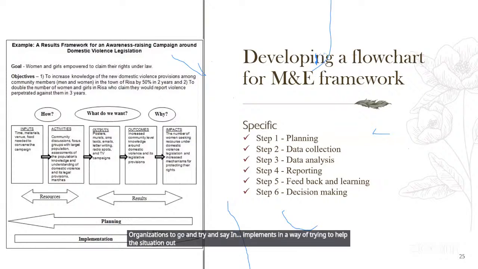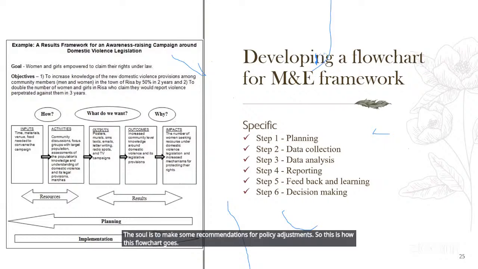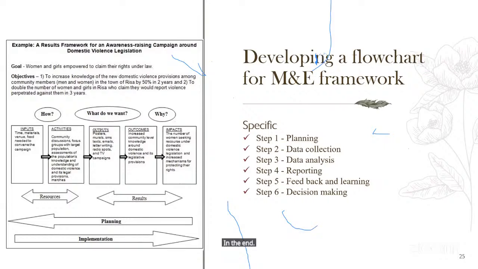So in the feedback and learning, we should have this stakeholder feedback and engagement, and lessons learned and the best practices are actually identified, so as to make some recommendations for policy adjustments. So this is how this flowchart goes. In the end, now after all this is done, you come to the process of decision making.